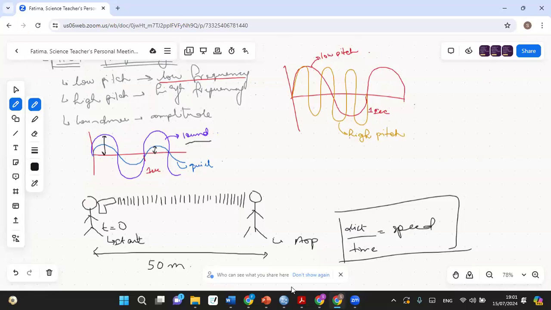Or you can use computers. You can use a microphone and a receiver that's connected to a computer, and the computer will do the same thing. Regardless, the principle is the same, right? Making sense?